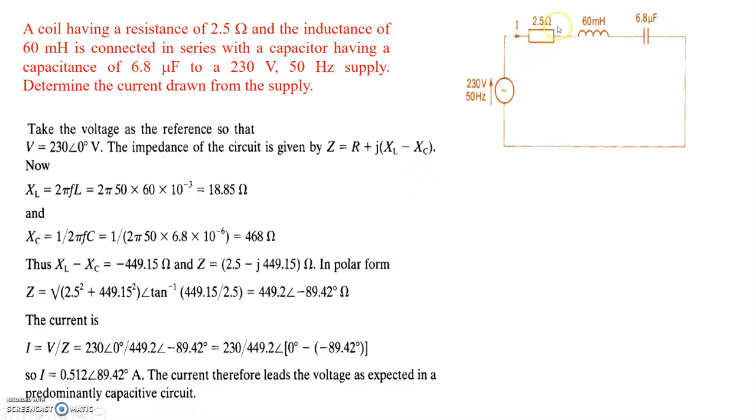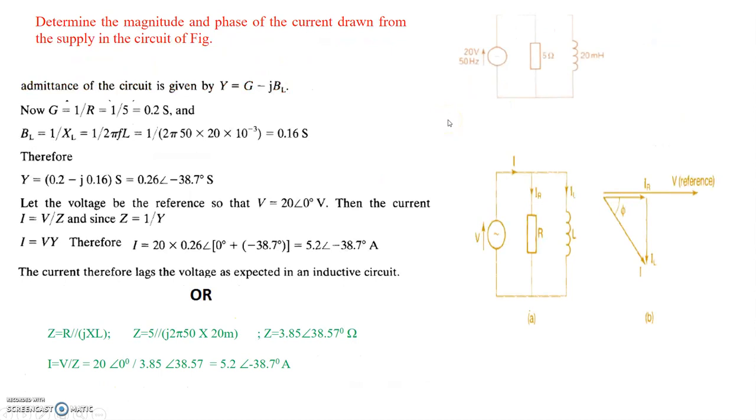The circuit is called a predominantly capacitive circuit because when you see here, the value of the inductive reactance is 18.85 ohms, and the value of capacitive reactance is 468 ohms. So this is called a capacitive circuit. That's why you got the value of the current as leading when compared to the voltage.